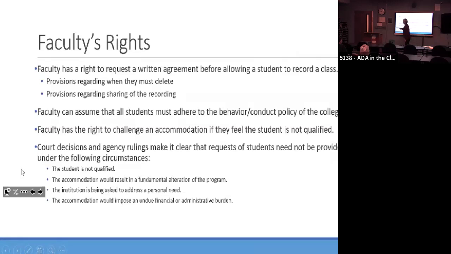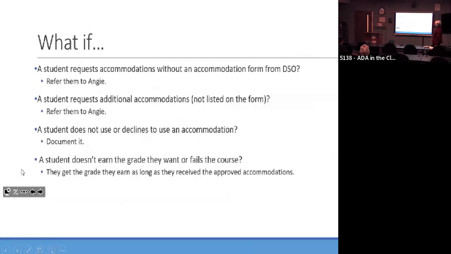Okay, so just a recap. What if a student requests accommodations without going through me? You send them to me. If they want additional accommodations not listed in the form, and again, this is not your teaching style, like real accommodations, refer them to me. If a student doesn't use or declines to use an accommodation, document it. And again, that's for your protection. And if a student doesn't earn the grade that they want, or if they fail the class, as long as they get their accommodations, their grade is none of my business. Sometimes when I say that, students get upset with me, because I don't care about grades. I do, but I don't care about grades. I care about accommodations and access. That's my job.